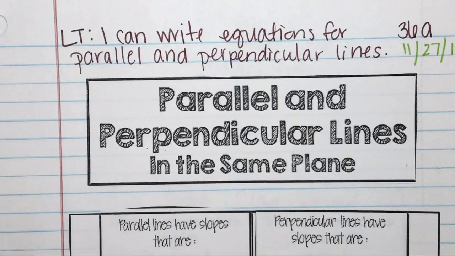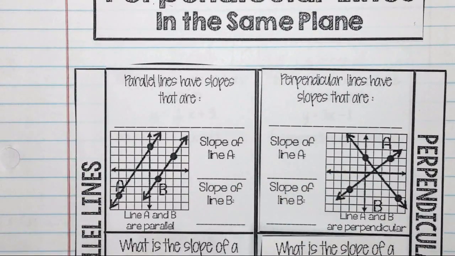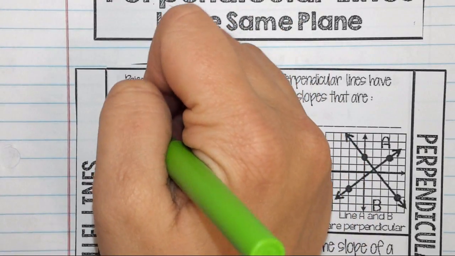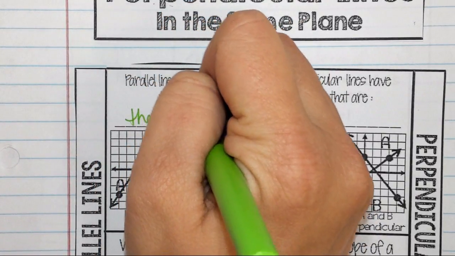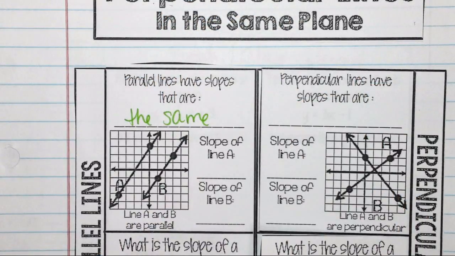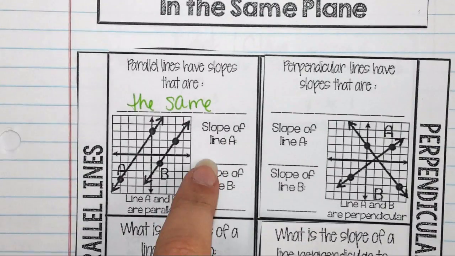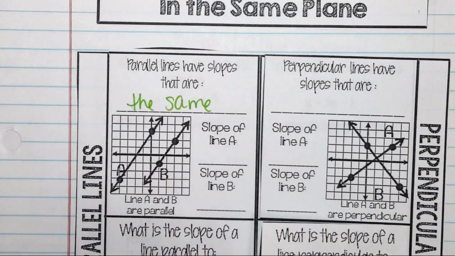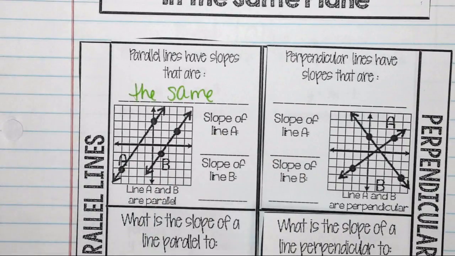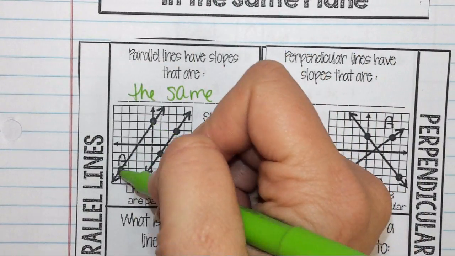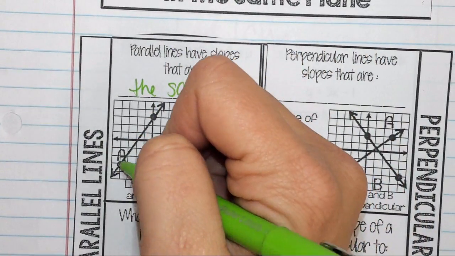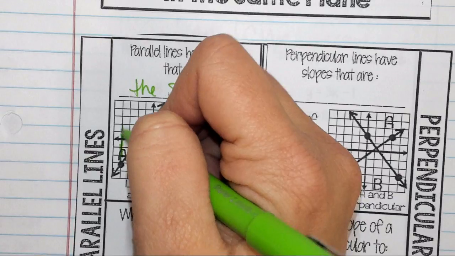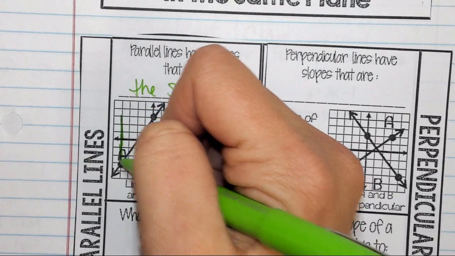Fantastic. Alright, so parallel lines have slopes that are the same. They're the same sign, the same number, the same everything. So we're going to prove that the slope of line A is the same as the slope of line B. So remember, when you have a graph, you count the rise, then the run from one point to another. So let's count how many we go up on A. How many do we go up?